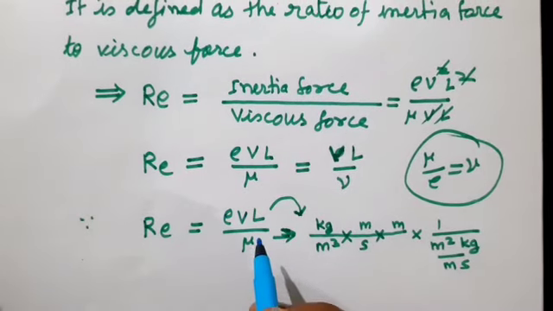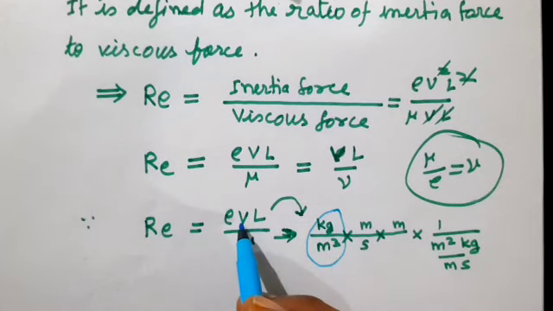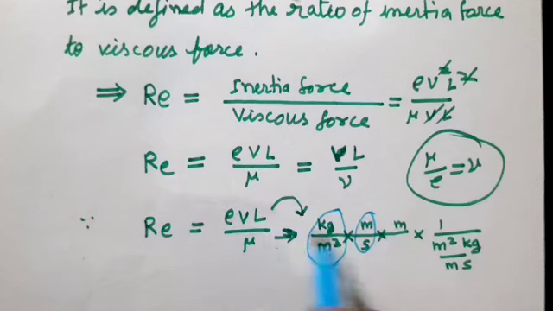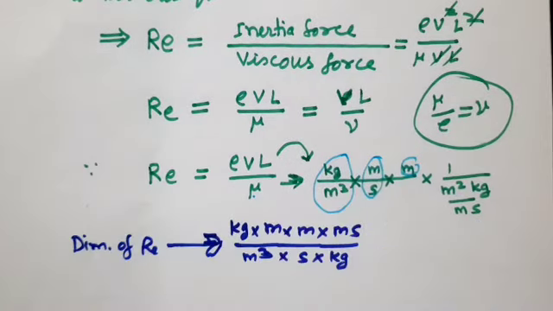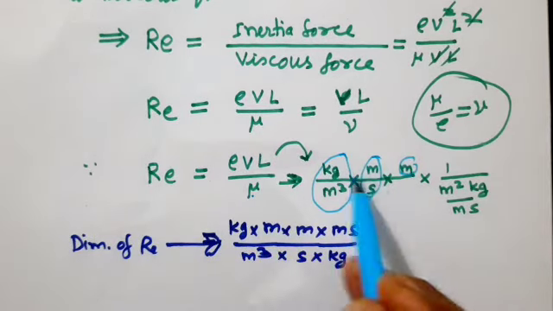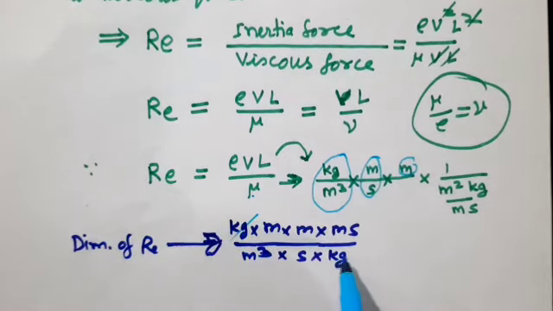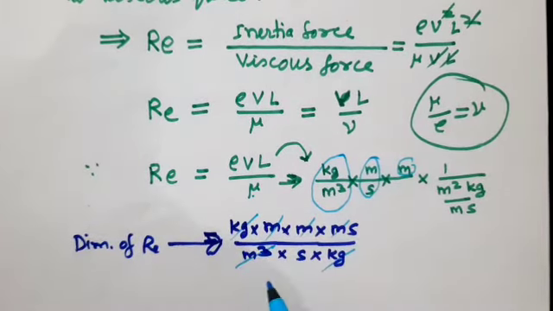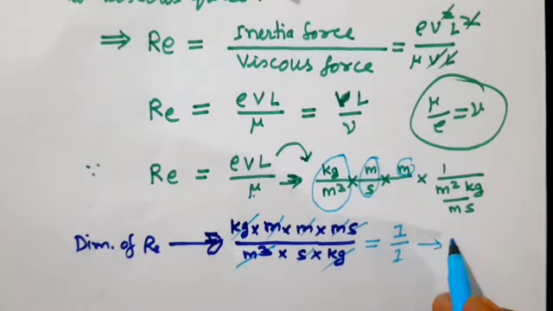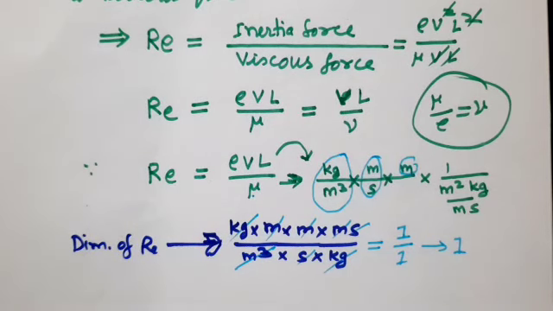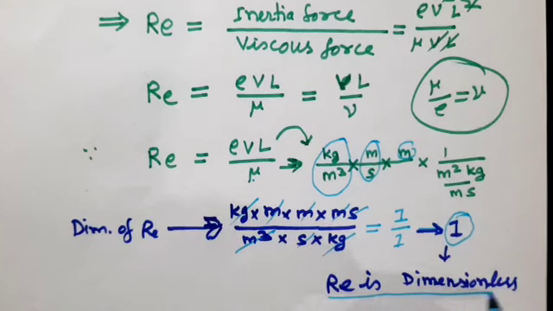So here we can place the dimensions of this formula. So rho is kg per meter cube, and V is velocity, meter per second, into length is meter, upon mu is kg per meter second. So here dimensions of Reynolds number is equal to kg meter into meter second upon meter cube second kg. So this kg is cancelled by this kg, this meter and this meter is cancelled by this meter cube, and this s is cancelled by this. So this will be equal to 1 upon 1, means dimension is unity. It means Reynolds number is dimensionless.